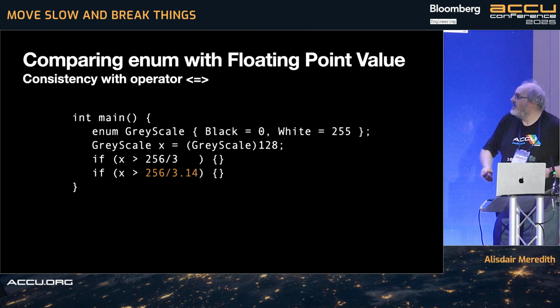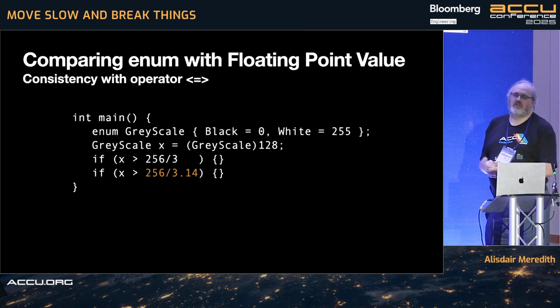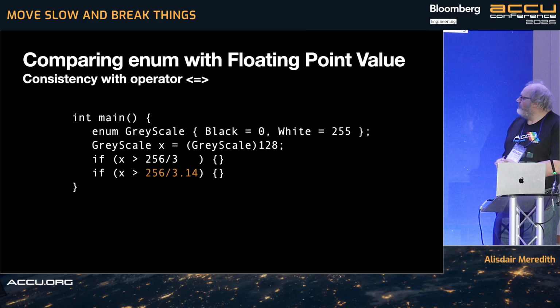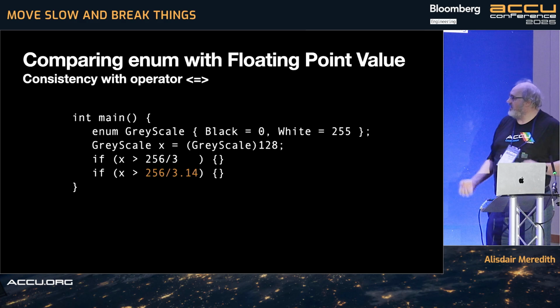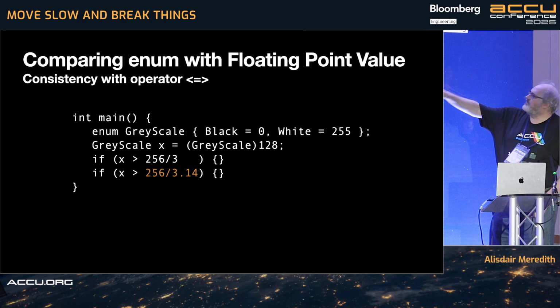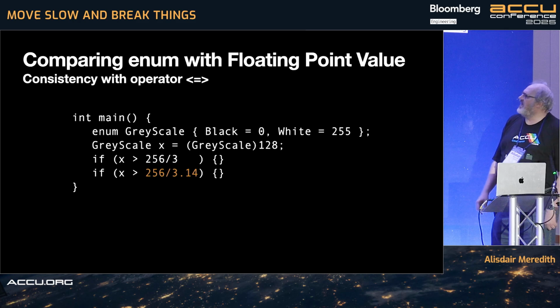Next one, comparing enumeration with a floating point value. Again, this has been consistency with the spaceship operator. Enumerators are always integers, and they're strongly typed integers in theory. So this comparison with floating point was always dubious. And so now we've just made this ill-formed.